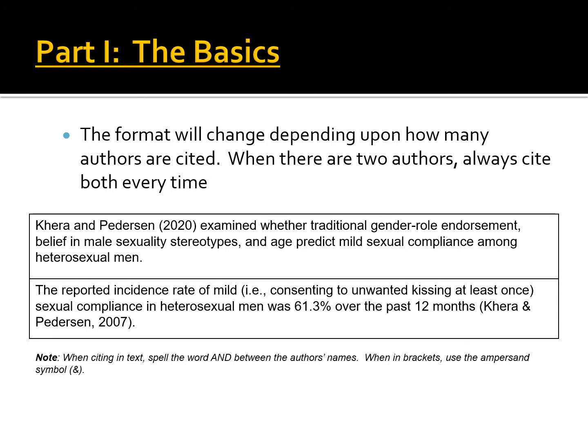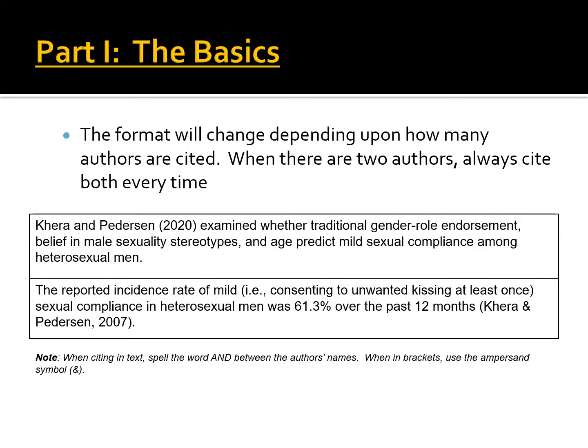In APA, the format of how you cite references in text changes depending upon how many authors are cited in the research that you are reporting. When there are two authors, you always cite both of them every time. So you can see in this top example, we have the same method that we used in the last top example, where we discuss the authors first, then we discuss their finding.